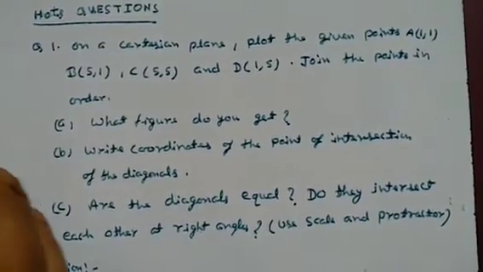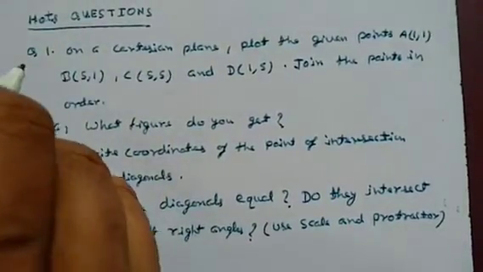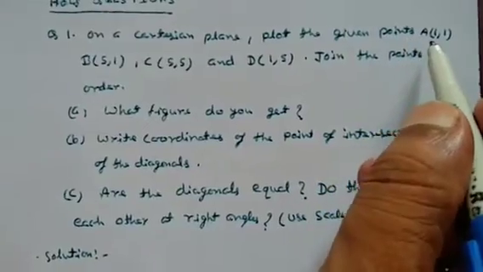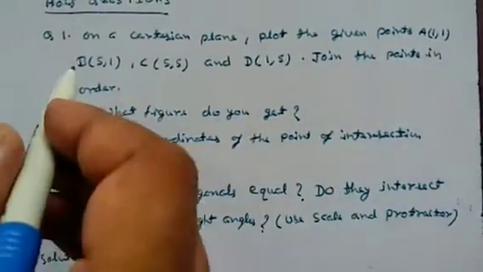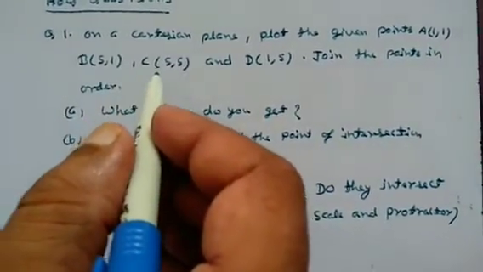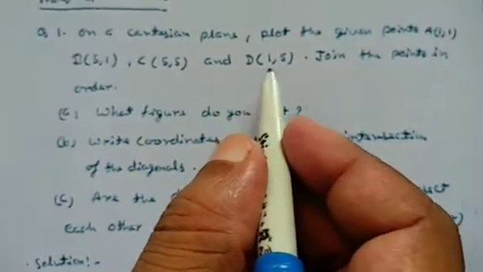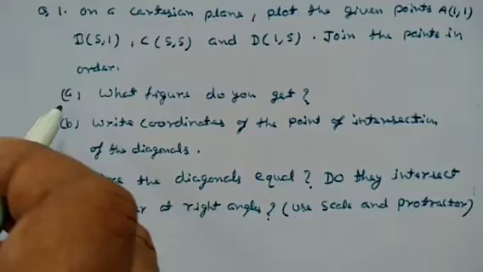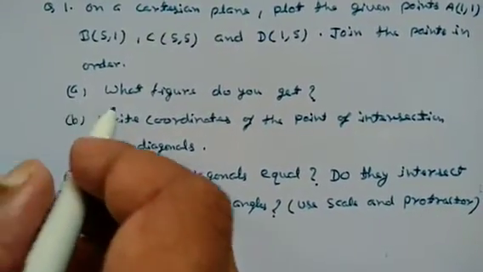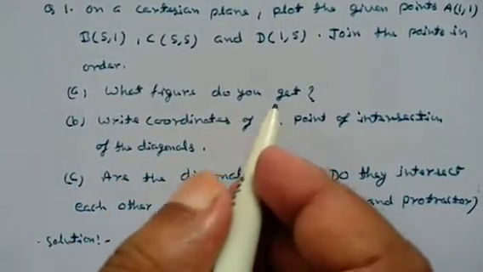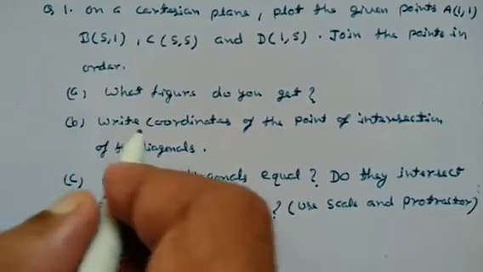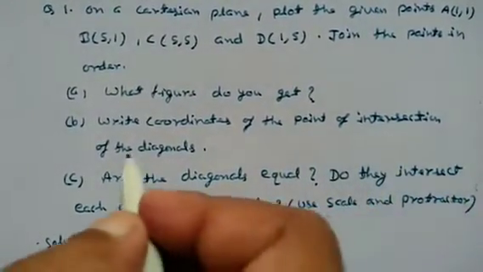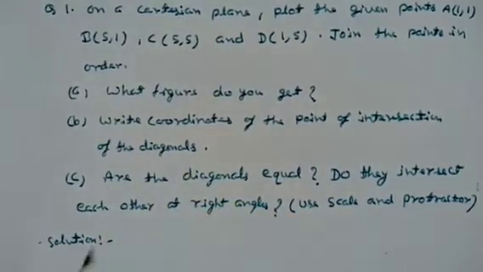Now we start hot questions. Question number 1. On a Cartesian plane, plot the given points A (1, 1), B (5, 1), C (5, 5) and D (1, 5). Join the points in order. Question A. What figures do you get? In question B, write coordinates of the point of intersection of the diagonals.